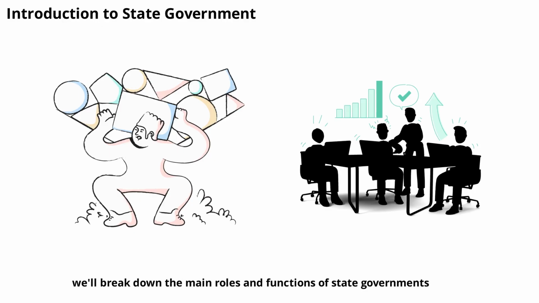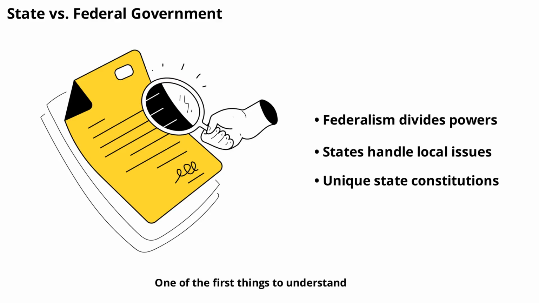In this video, we'll break down the main roles and functions of state governments, exploring how they impact everything from schools to roads. One of the first things to understand is the difference between state and federal governments. While the federal government oversees national issues like defense and foreign policy, state governments focus on matters within their own borders. This division of power is known as federalism.